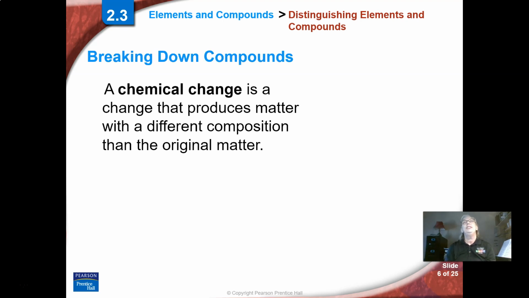So chemical change, this is a very important concept, so I need you guys to know this one. I usually put this on quizzes and tests. A chemical change is a change that produces matter with a different composition than the original matter. So it will have a different composition from when we started with it. So a chemical change is going to change that, and it's going to be done by a chemical reaction. So a chemical change is a chemical reaction. So if something will react with something else, then that's a chemical change.